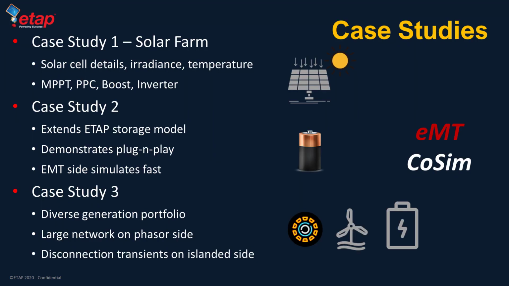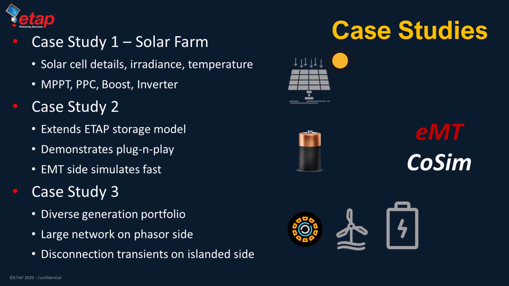We said earlier that we have 3 case studies to show, so let me dive into each one a little more. The first case study will show that eMTCoSim allows to have detail without compromising performance. This case study is rich in power electronics and detail. The second case study will show how we can extend our ETAP library with custom models typically available to electromagnetic transient engines. This case study also illustrates how different teams can produce independent models and co-simulate them together.